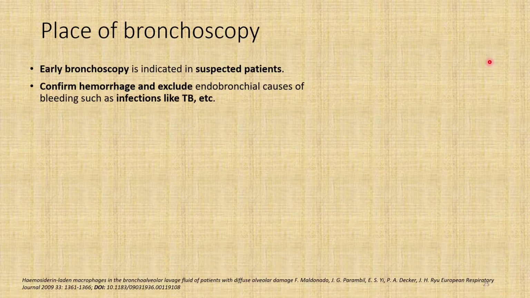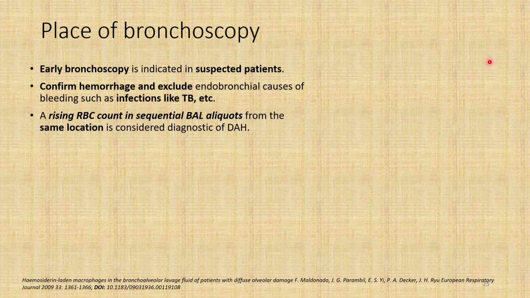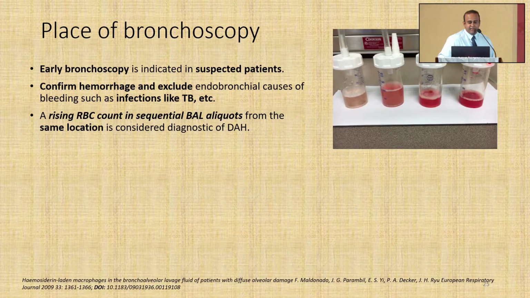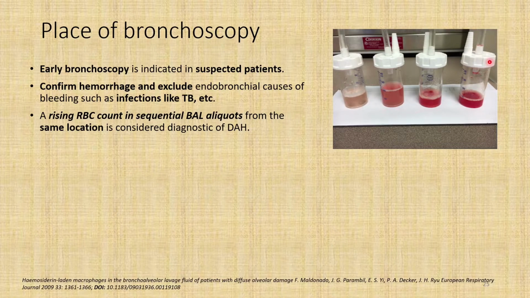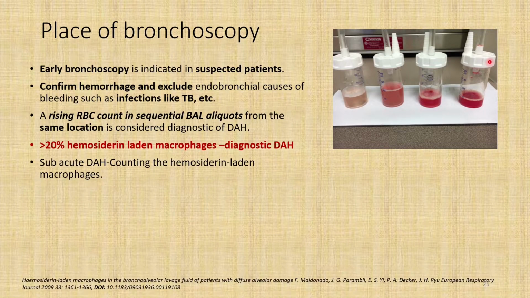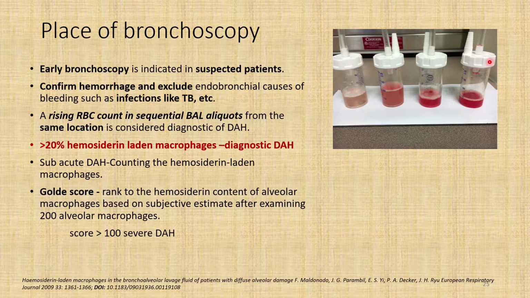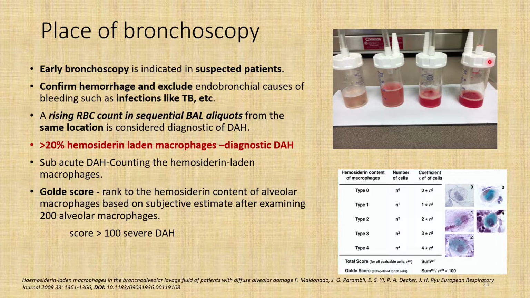What's the place of bronchoscopy? We need early bronchoscopy, and it confirms the hemorrhage and excludes infections like TB. And we detect a rising RBC count or rising color in sequential bronchoalveolar lavage aliquots from the same location. More than 20% hemosiderin-laden macrophages is diagnostic. And in pathology, they calculate the Golde score by analyzing the content of hemosiderin-laden cells. Usually, grade 0 is no hemosiderin, and grade 4 is the highest, and they give a score.